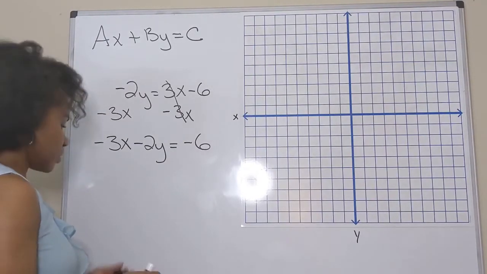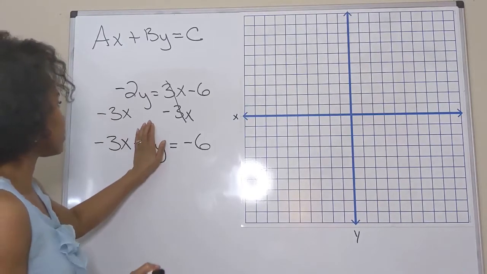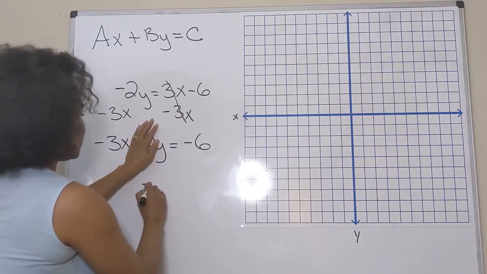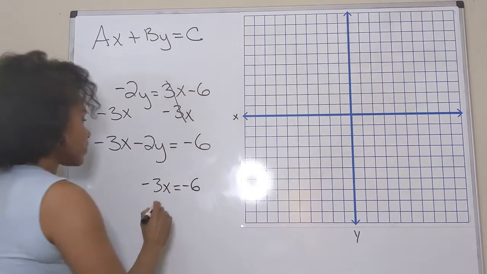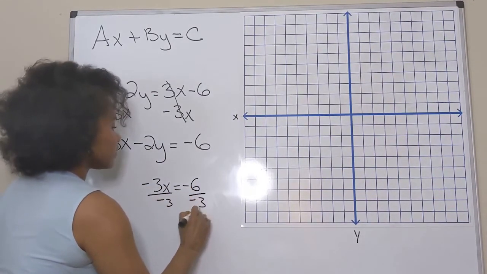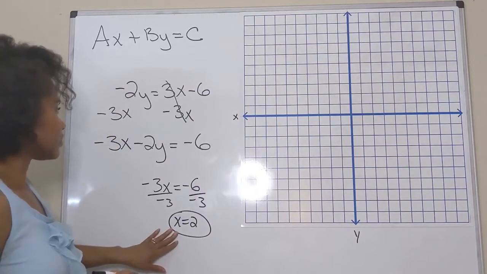All right. So same process. Instead of plugging in 0, I'm just going to cover it up. So I'm left with negative 3x equals negative 6. Solving for x, dividing by negative 3. My x-intercept is negative 2.